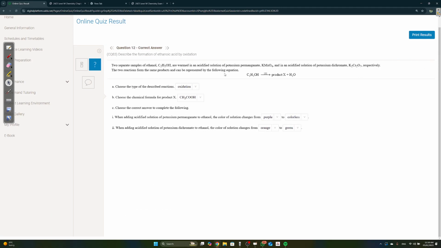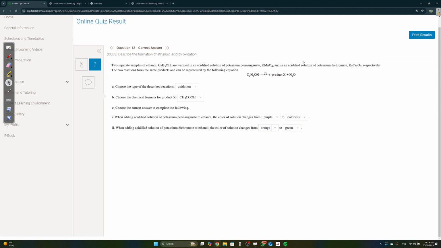Question 12. Two separate samples of ethanol are warmed in acidified solutions of potassium permanganate and in an acidified solution of potassium dichromate, K2Cr2O7. These are both, by the way, oxidizing agents, okay, if you want to produce carboxylic acid. The two reactions form the same product and can be represented from the following. What is the type? Obviously oxidation, because you're working with O. Let's say you didn't know what this reaction is. You see O here, so we put oxidation. This symbol with the O in brackets actually stands for oxidation.